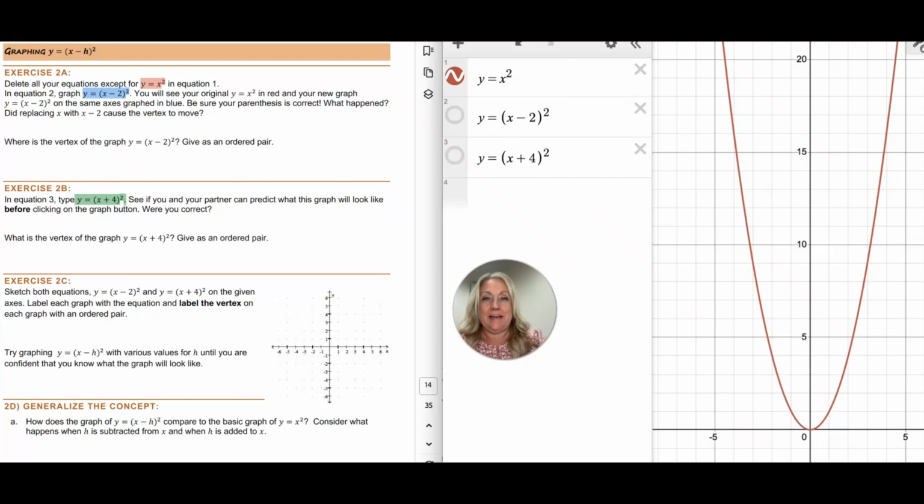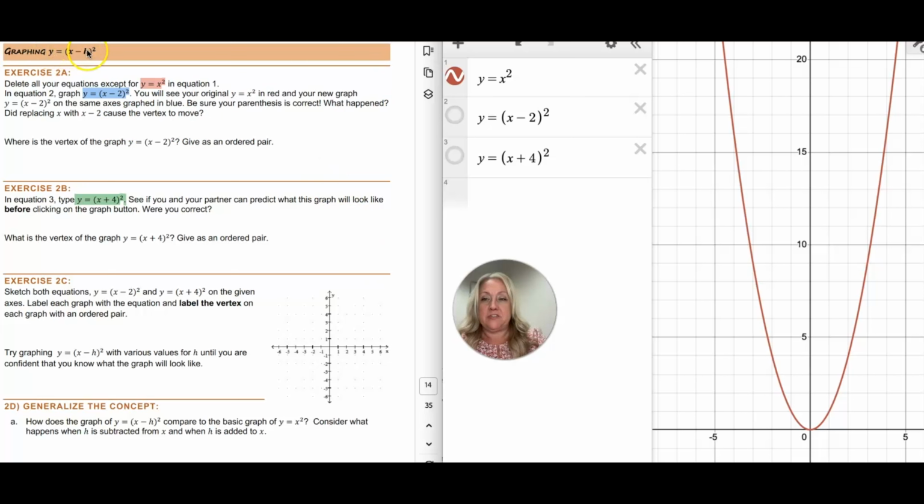All right, welcome back. We are still working in section 3.3 and we are doing this Desmos activity. So go ahead and open your computer, type in desmos.com and click on the graphing calculator and you can do this activity along with us.